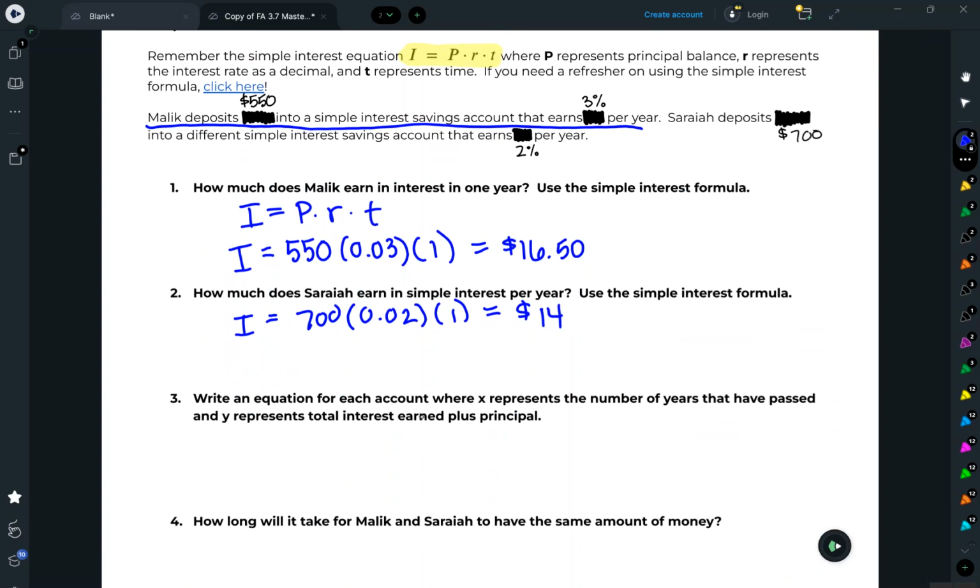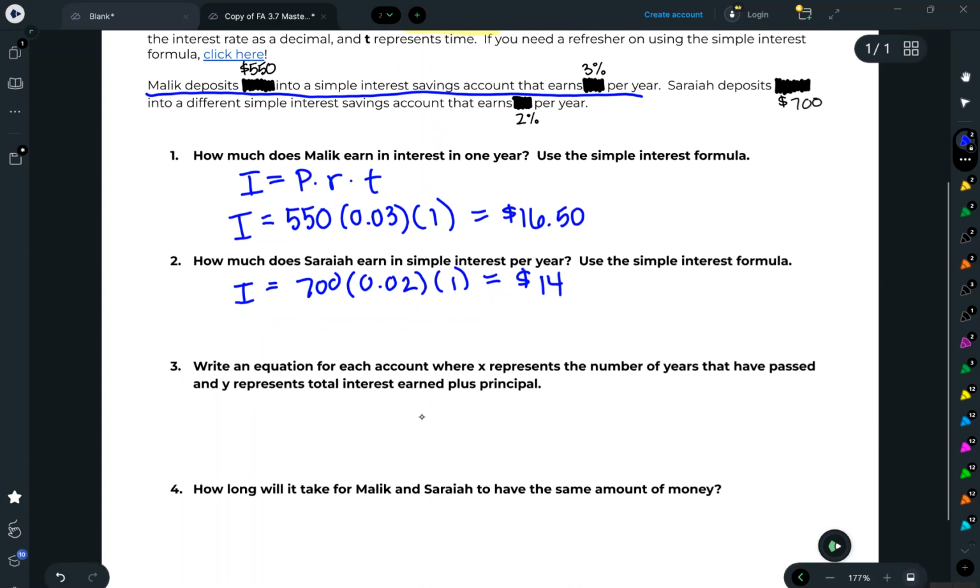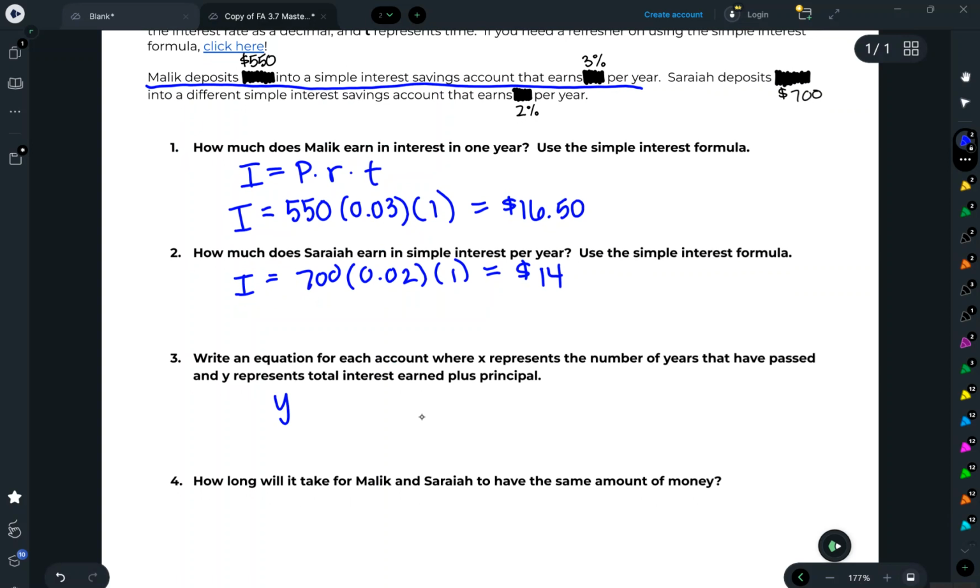Okay, write an equation for each account where X represents the number of years that have passed and Y represents the total interest earned plus principal. So you can think of it like y equals mx plus b, where the slope is essentially the rate of change. And how is it changing? It's changing by the interest, the annual interest. So then the b value is going to be your initial amount, which is your principal, the amount that you're starting with.